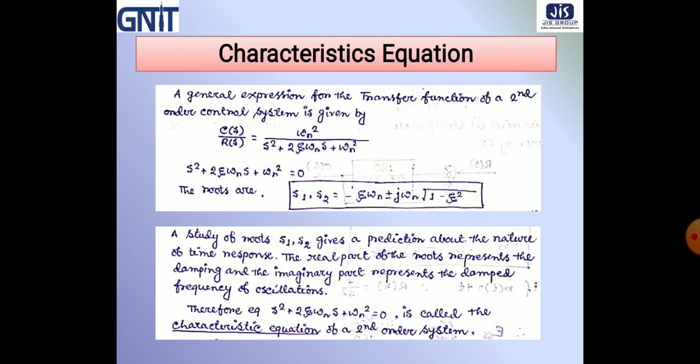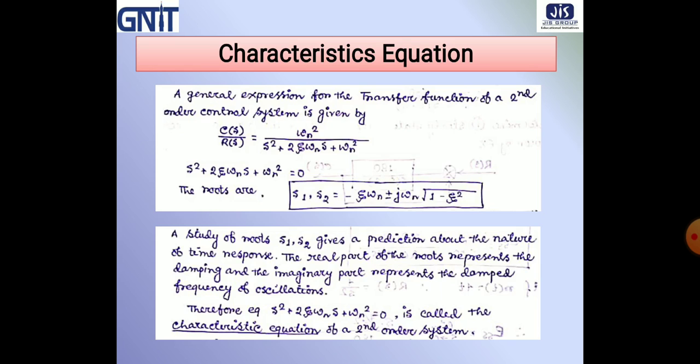So if we apply Sridhar Acharya's rule here for this equation, then we can get two roots, that is s1 and s2 is equal to minus zeta omega n plus minus j omega n root under of 1 minus zeta square. So these two are the roots of the standard second order control system.